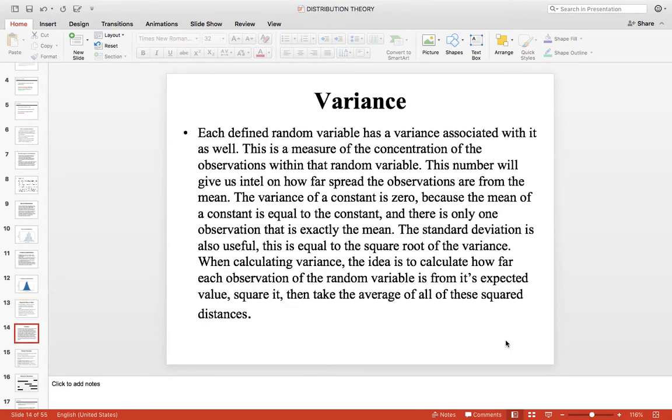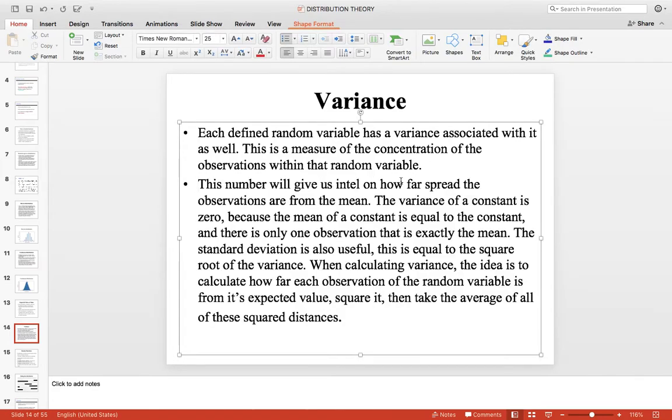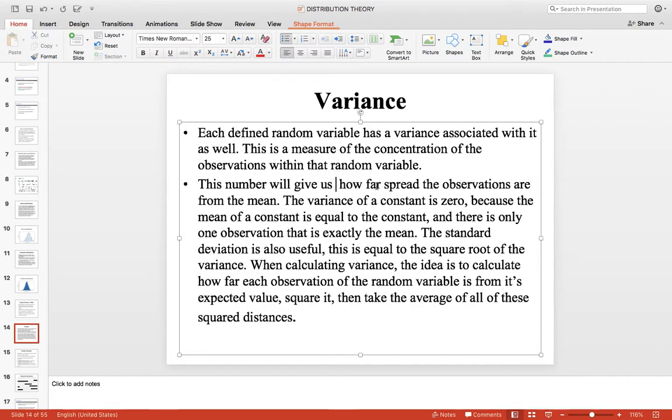Then you have another term which you've already come across, which is called variance. Each defined random variable has a variance associated with it. This is a measure of concentration of the observations within the random variable. So we try to see how packed the values are around the mean or how dispersed they are. So for that we calculate the variance. This number will give us how far the spread of observations are from the mean.